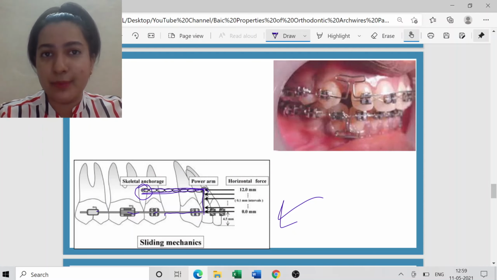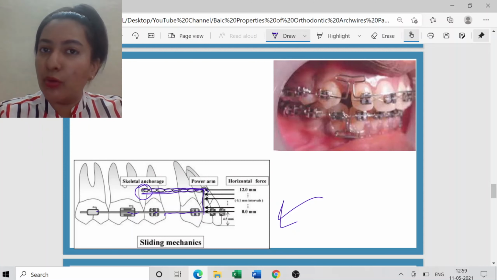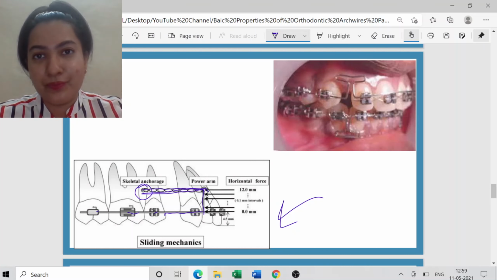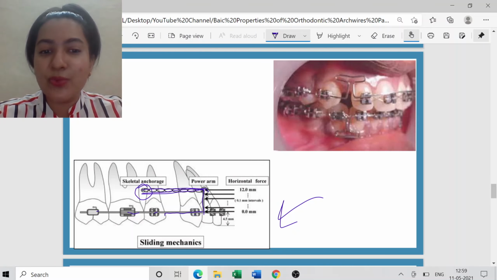So basically what happens is my brackets slide over the wire. Now because of the amount of friction which is generated, the amount of force applied first gets dissipated in overcoming the friction. So this was your sliding mechanics, where the amount of friction is more, and friction is one thing which is not really desirable. Therefore we have one more mechanics. This is the loop mechanics, which is also known as frictionless mechanics.